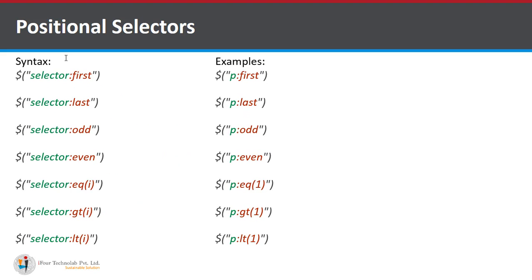Some of the positional selectors are like this. It is used to find HTML elements from a specific position. For example, $ paragraph tag p colon first indicates find the first paragraph element from the HTML content. p colon last indicates find the last paragraph element from the HTML content. p colon odd indicates find odd-numbered paragraph elements from the HTML content. p colon even indicates find even-numbered paragraph elements from the HTML content. You can use more selectors for finding HTML elements.